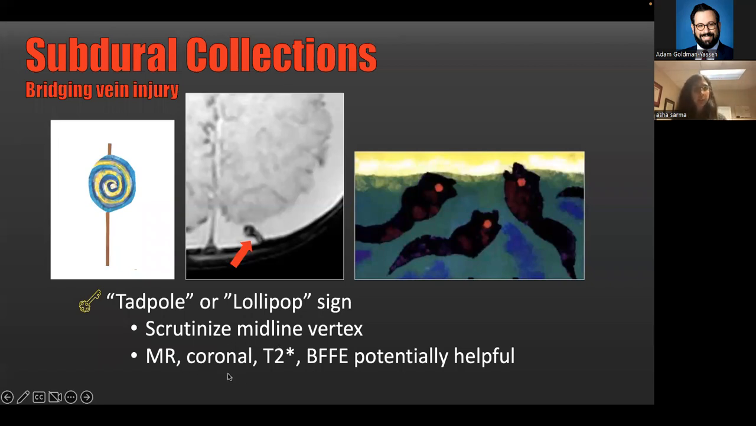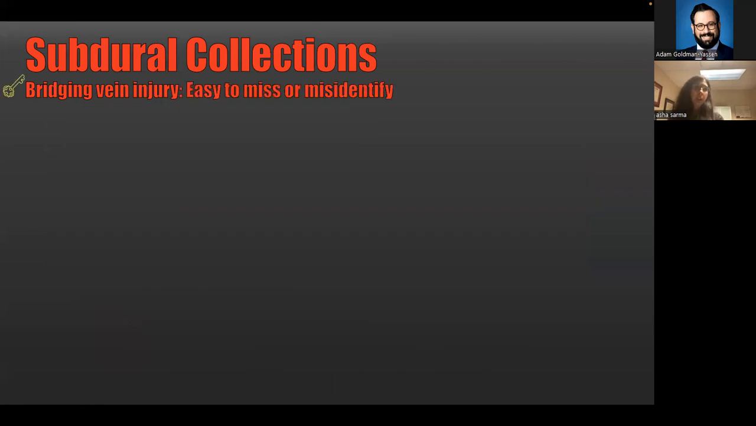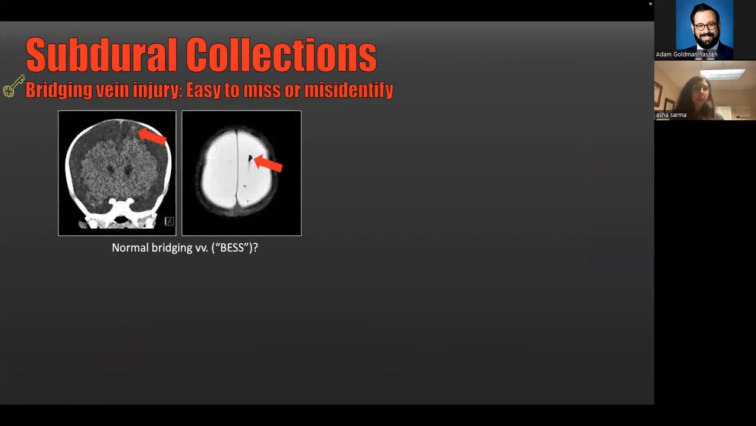On MRI coronal images, including GRE, and even recently published BFFE or heavily T2-weighted steady state sequences can be helpful to identify these. They're commonly missed or misidentified. So these are just some examples that I've seen in real clinical practice.